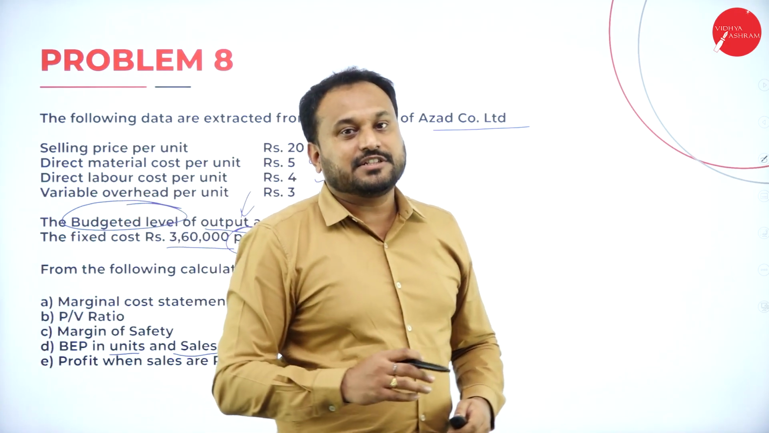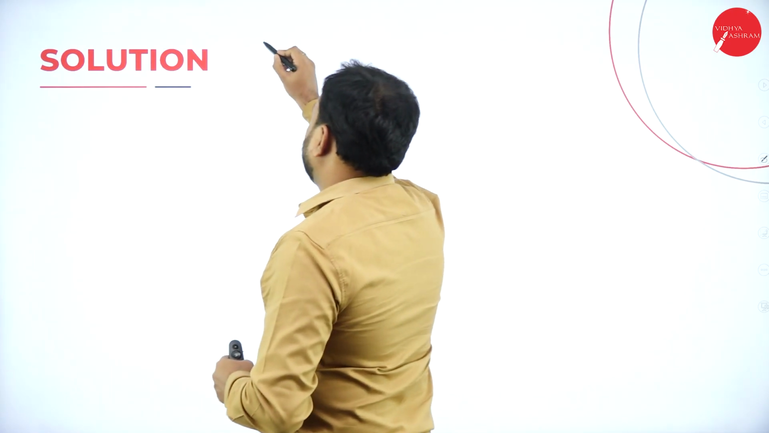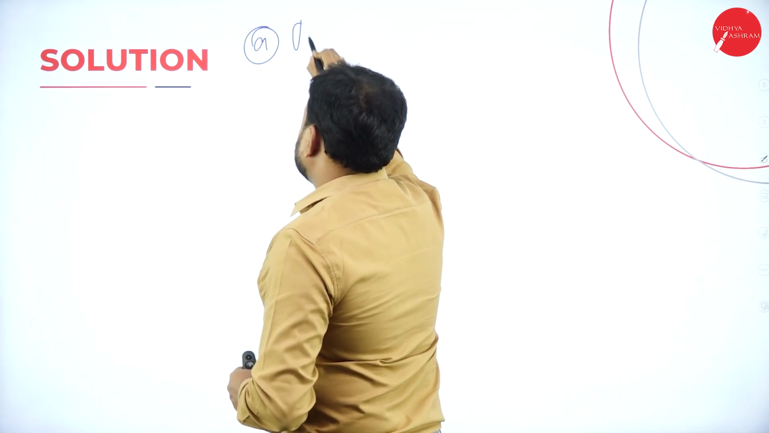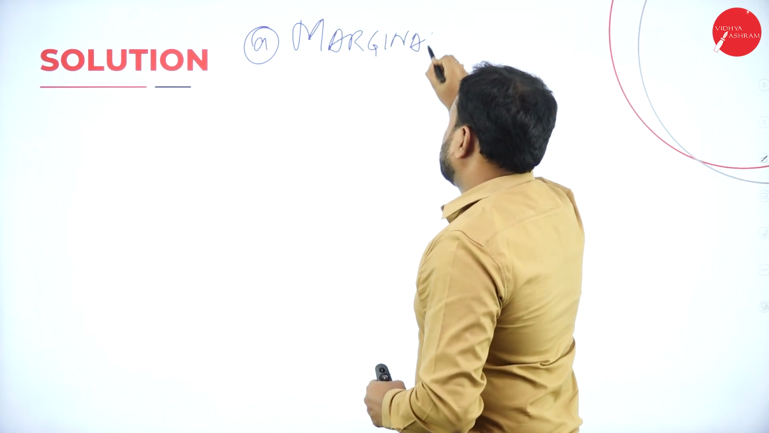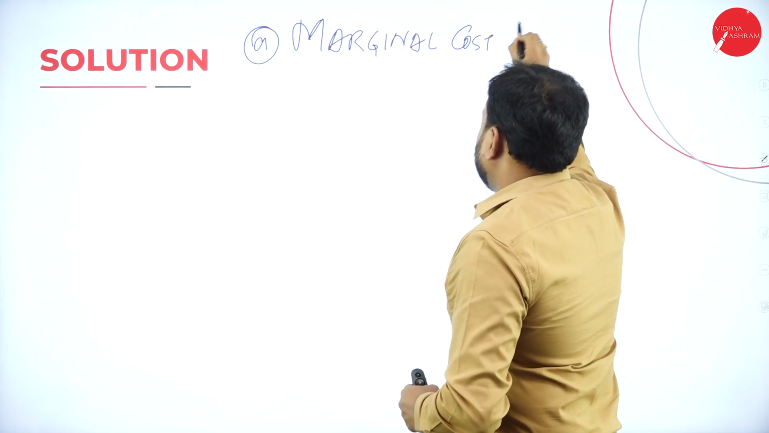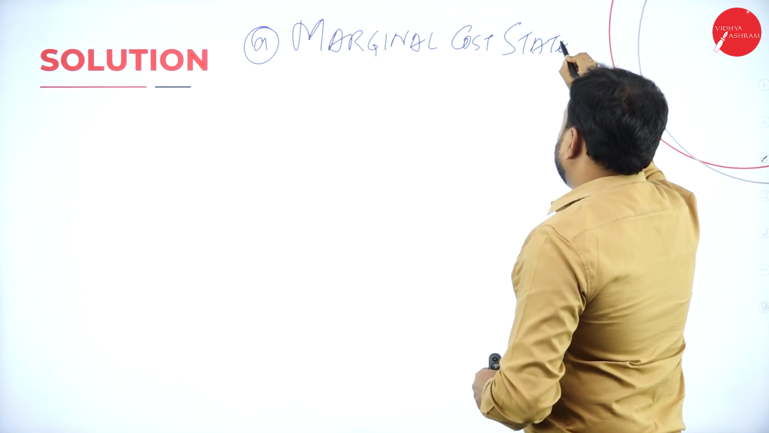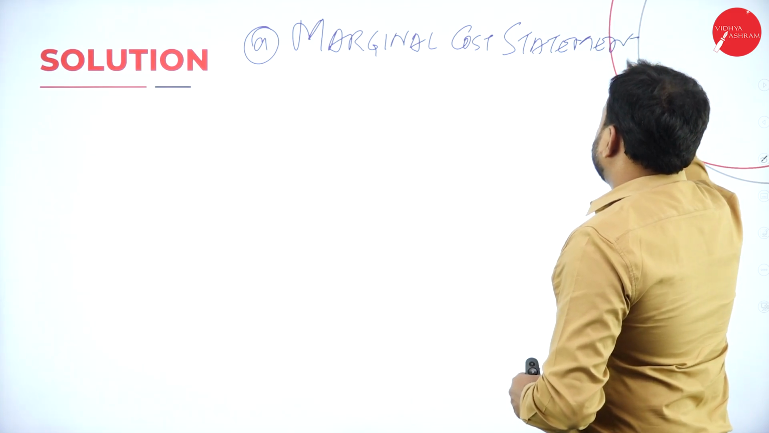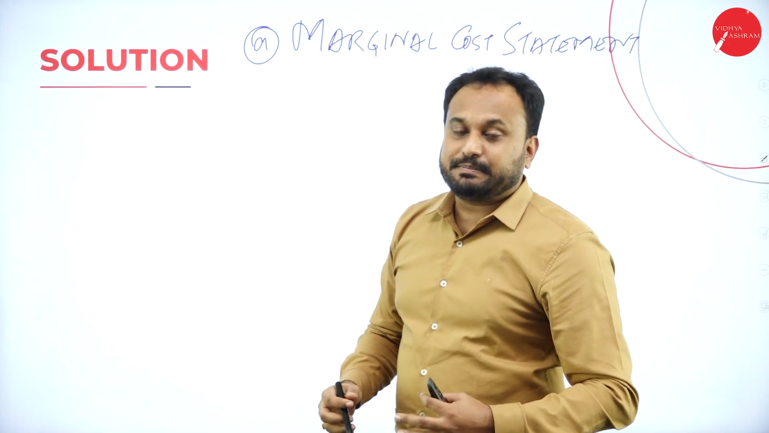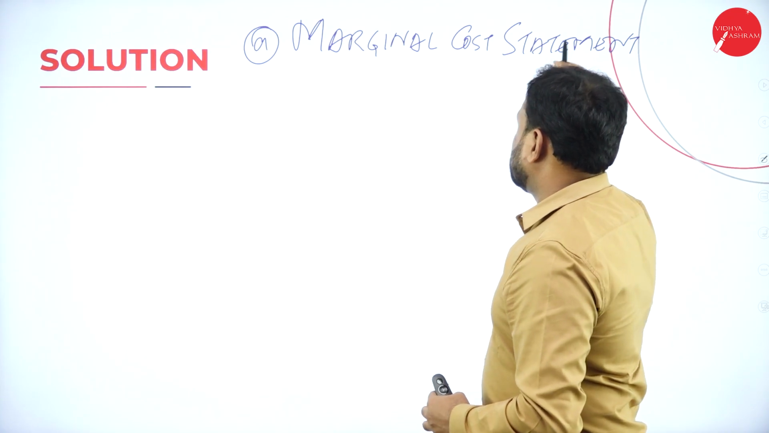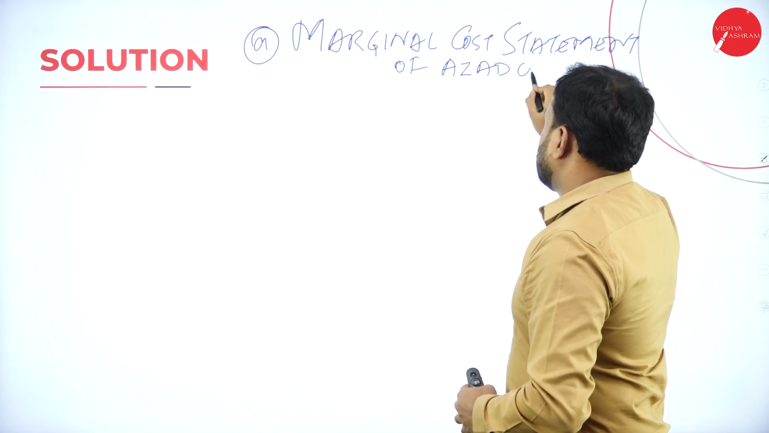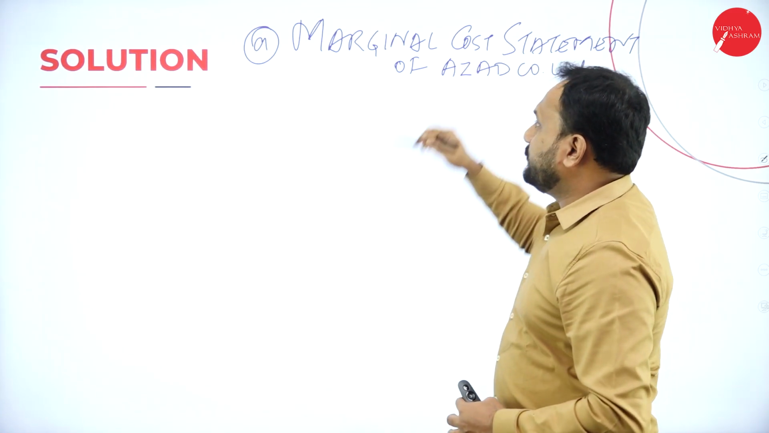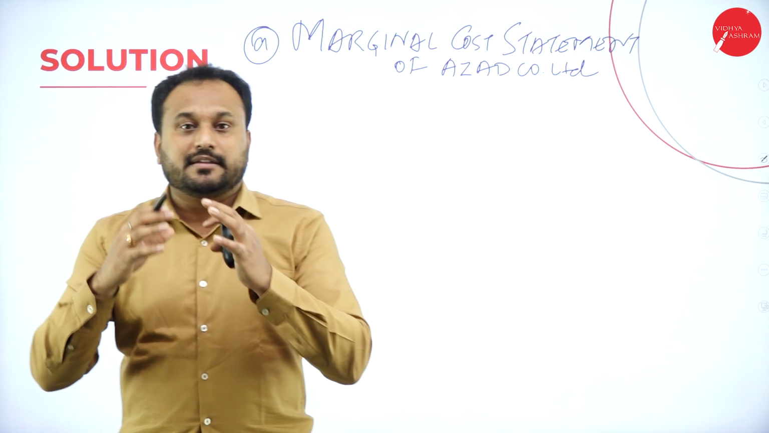The first calculation is what? It's about the marginal cost statement which we are supposed to prepare. So we'll write here marginal cost statement. So we need to go with a statement here. And which company statement is that? That is Azad Company Limited. So marginal cost statement of Azad Company Limited. So when we write this, this is what they are asking us.